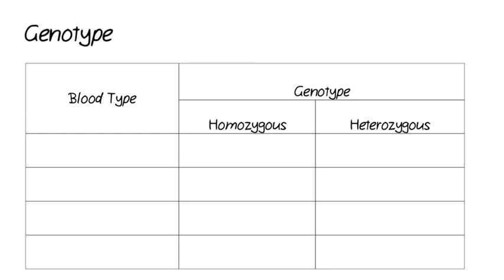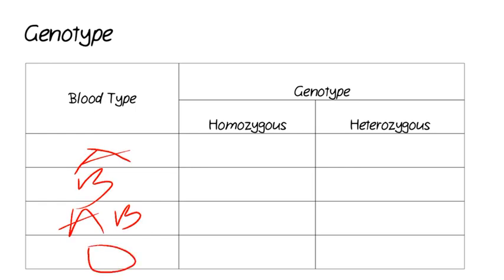Before leaving this video, I want us to recap something that I've already discussed. Our blood types are A, B, AB, and O. We know what a genotype is. We know what homozygous means and what heterozygous means. A homozygous genotype for the blood type A is AA. A heterozygous genotype for the blood type A is AO.